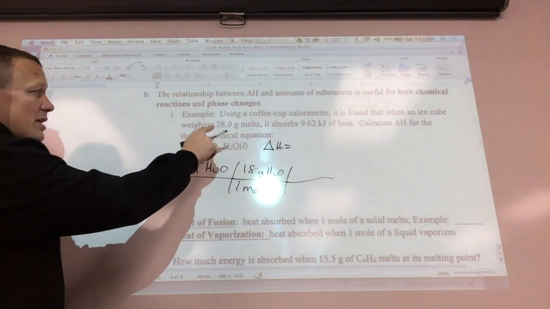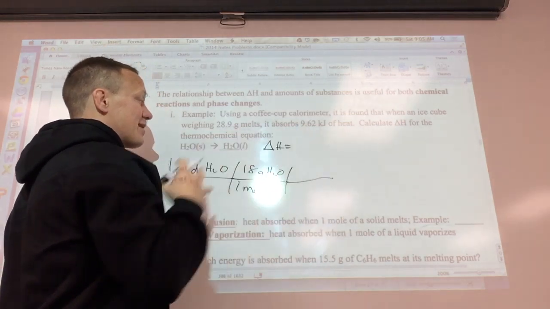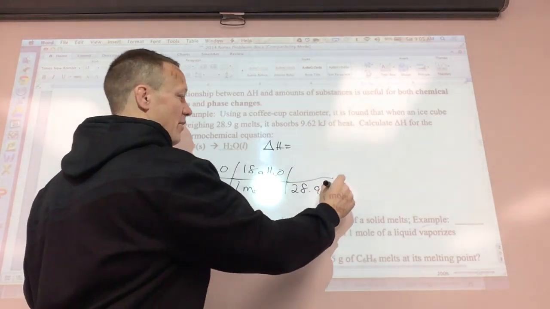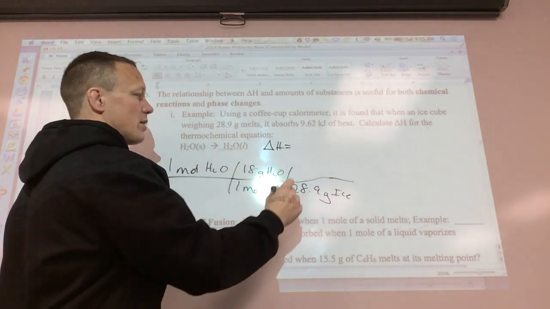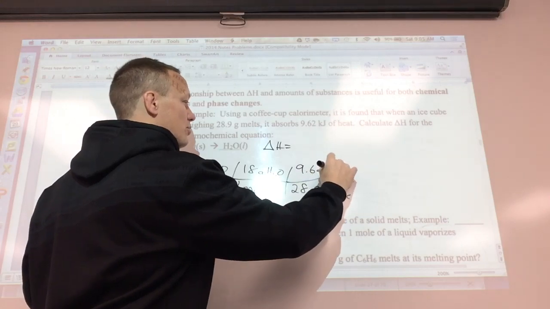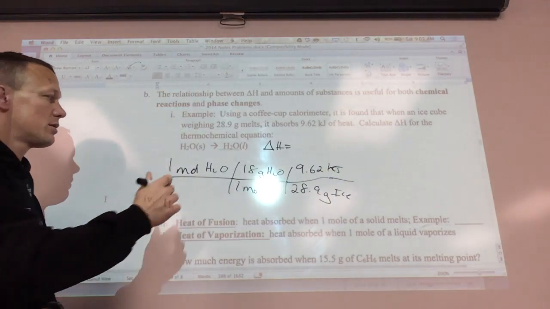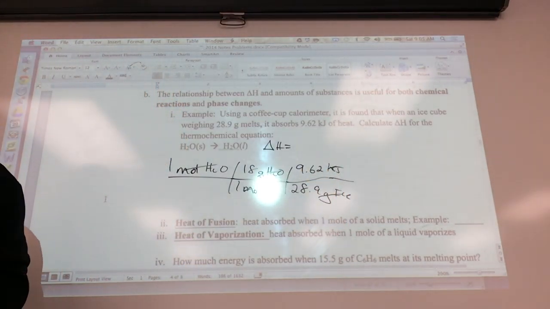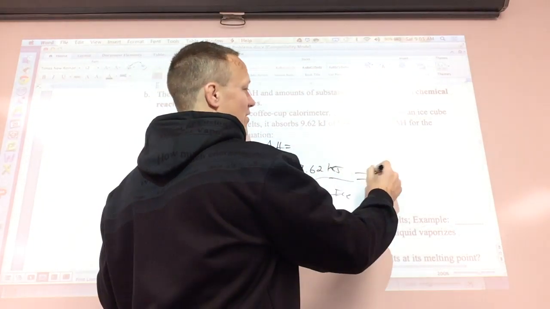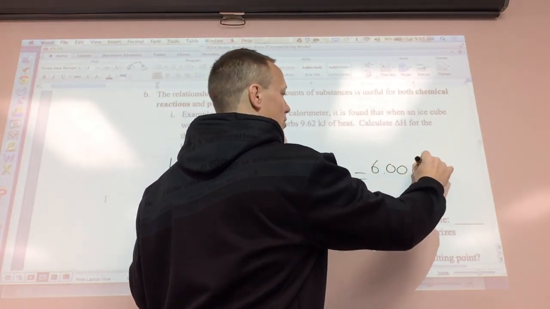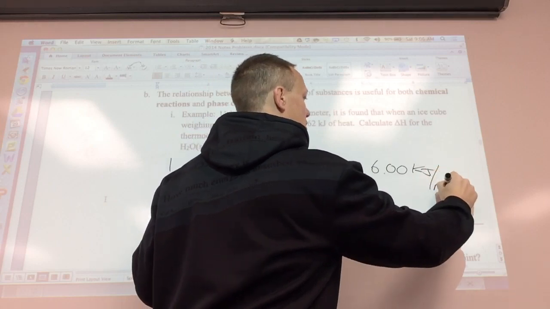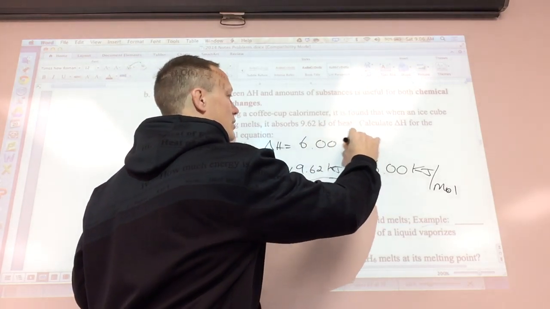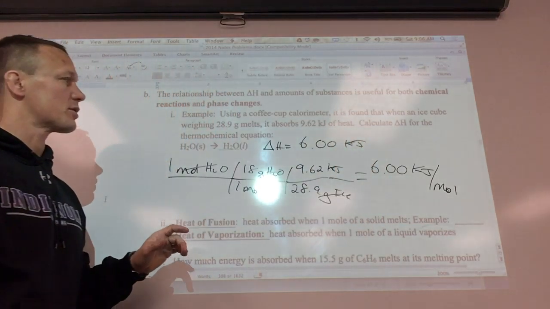And then I can say that this many grams produce that, or takes that much heat to make it melt. So for every 28.9 grams of ice we have, of water, you have to add 9.62 kilojoules of heat to make it melt. Moles, moles, grams, grams, and kilojoules. It'll tell us how many kilojoules per mole. And you end up with about 5.99. We're just going to say 6.00 kilojoules per mole. So that means this is 6.00 kilojoules. The delta H is 6.00 kilojoules.